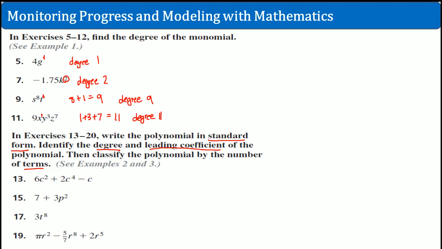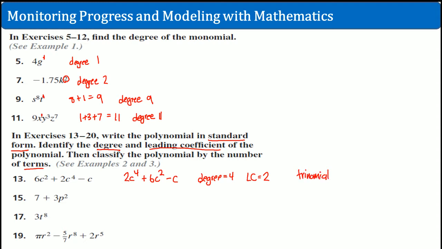Is this in standard form? No. What goes first? The highest degree. So 2c4 is the highest monomial. Then we have the plus 6z squared minus c. Okay, this is how it looks in standard form. The degree here is 4. The leading, I'm just going to write LC as leading coefficient. Leading coefficient here is 2, and this is 3 terms, so this is called a trinomial.